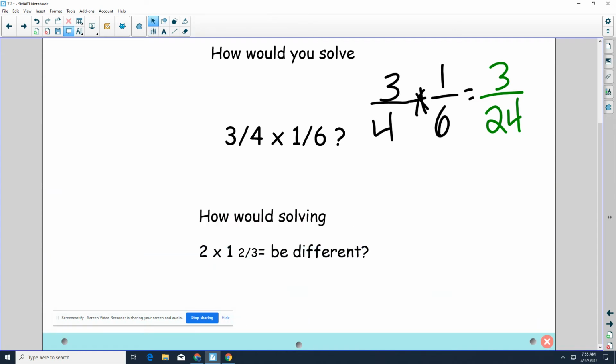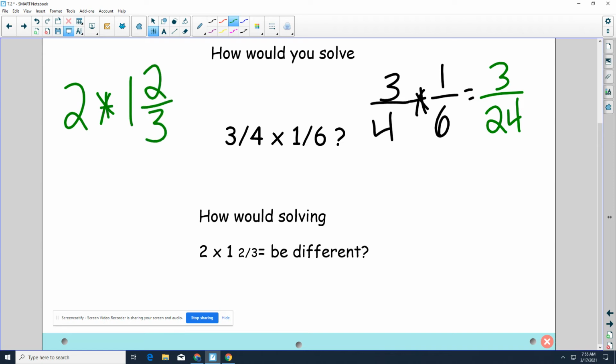Now, how would solving 2 multiplied by 2 1/3 be different? So let's think about that a minute. Let's actually do that. So I'm going to do it over here. So let's set up 2 multiplied by 1 2/3. Now, if we look at that, it looks a lot different than what we had over here. What I want to do is I want it to look like that over there.